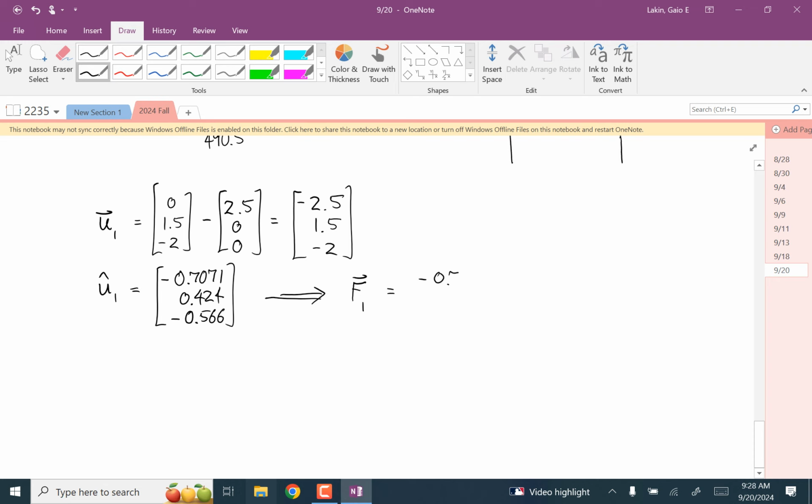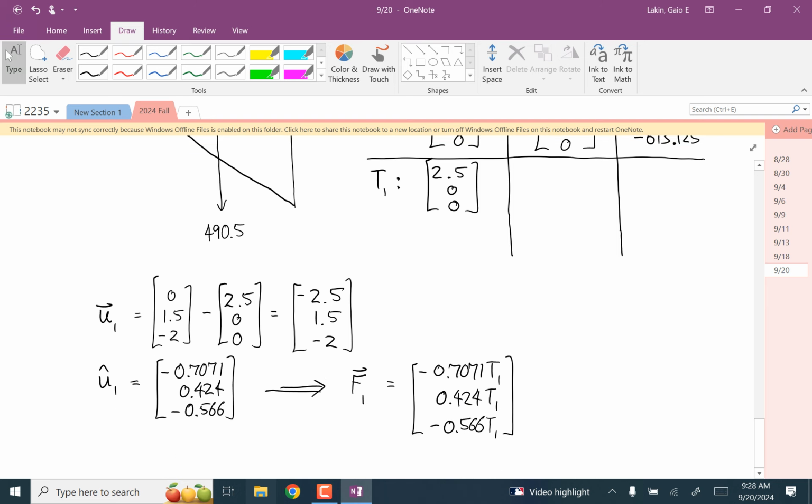So negative 0.7071 T1, 0.424 T1, negative 0.566 T1. And so that's our force. So over here, negative 0.7071 T1, 0.424 T1, negative 0.566 T1. So that's certainly the easy way to do that.